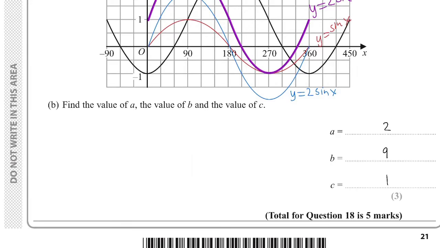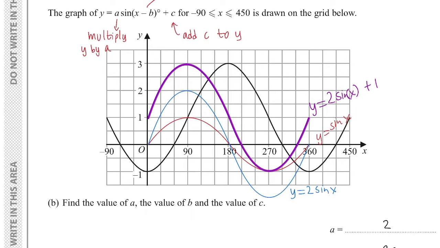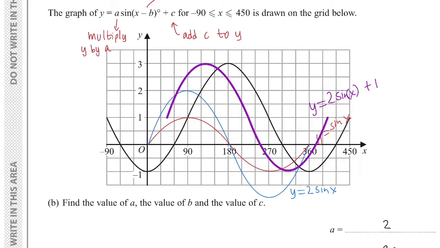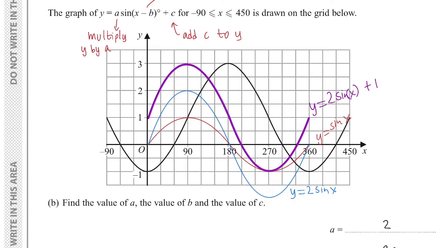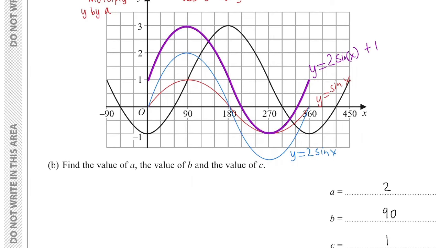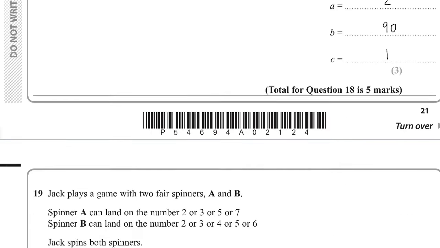Certainly a very challenging question, this one, because you need to consider all the possible transformations, especially with this shifting at the end of 90 degrees to the right. So we see that in order to match the graph, we need to go 90 degrees to the right. So this is exactly what we get here. So we got a to be 2, b to be 90, and c to be 1.